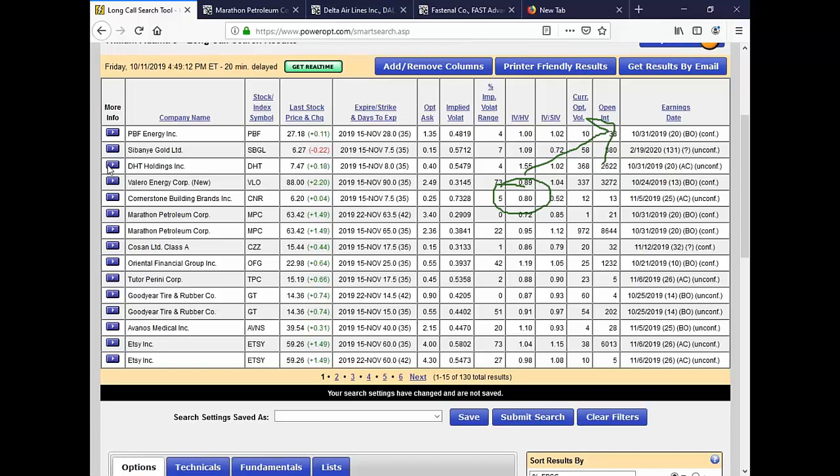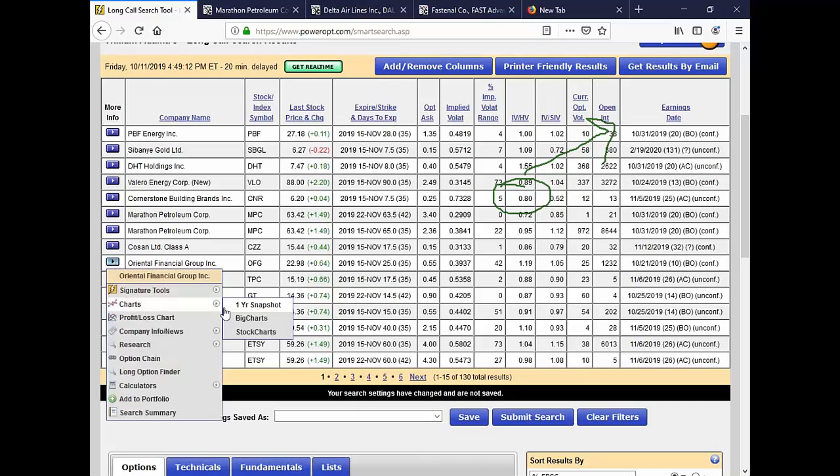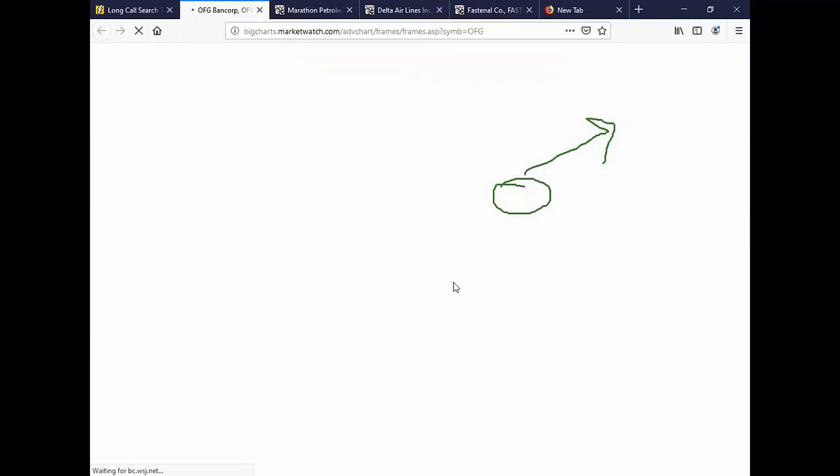DHT Holdings also had, that's a $7 stock. Let's not mess with that one. Oriental Financial Group, don't know what they've done, but they had earnings 10 days ago. They match our technical criteria we were just looking for.